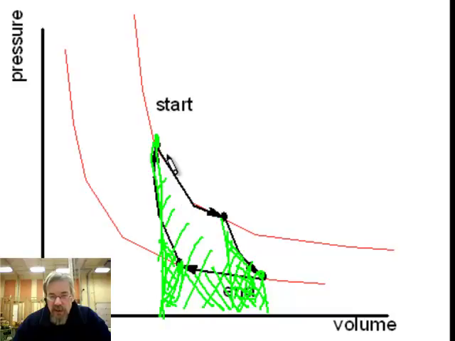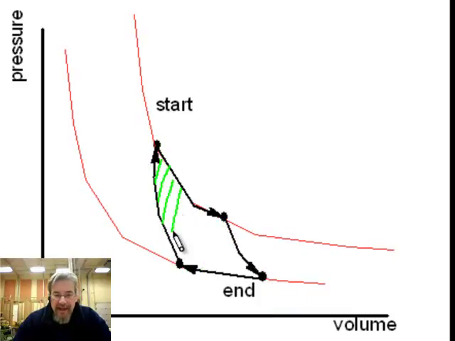What this really means is all these areas added up turn into this. The area inside this curve is the net result of all the work done by the system minus the work done on the system. So the work done is just the area inside that curve.